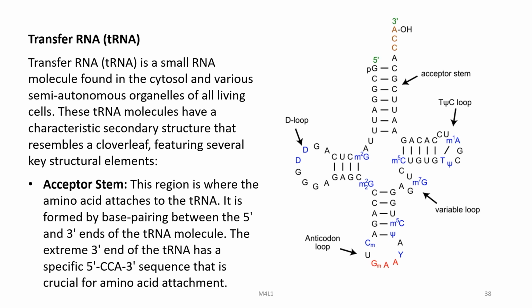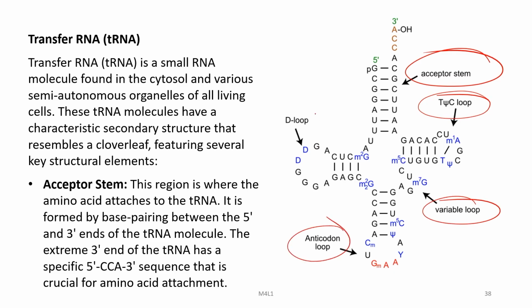tRNA is transfer RNA, which is a small RNA molecule found in the cytosol, and various semi-autonomous organelles of all living cells. These tRNA molecules have a characteristic secondary structure that resembles a clover leaf, featuring several key structural elements: there is an acceptor stem, and then the T-psi-C loop, and then there is a variable loop, an anticodon loop and the D loop.